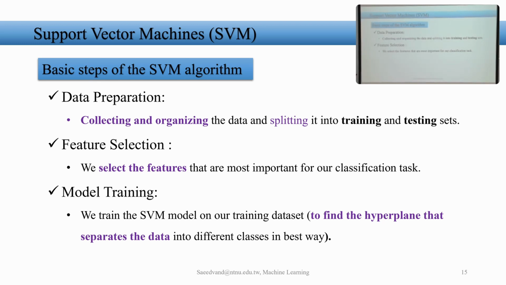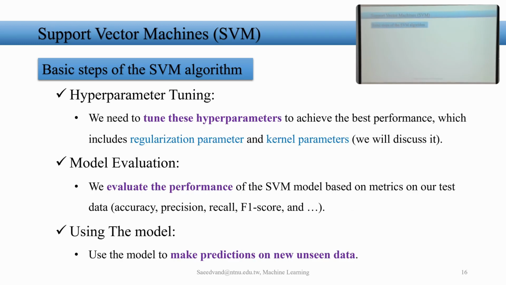So then, after your feature selection step, we also discussed how you can do that in terms of choosing important features. You can apply the same things over there. We have the model training. In model training, we want to train SVM models on our training data to find the hyperplane that separates the data. This is the part that we will discuss today. We will focus on how this can happen with support vector machine.